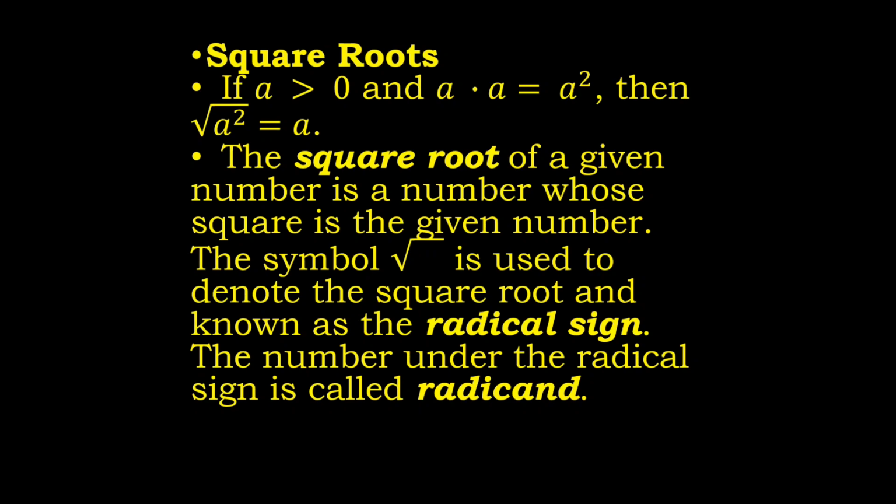Square roots. If a is greater than 0 and a multiplied by a is equal to a squared, then the square root of a squared is equal to a. The square root of a given number is a number whose square is the given number. The symbol √ is used to denote the square root and is known as the radical sign. The number under the radical sign is called the radicand.